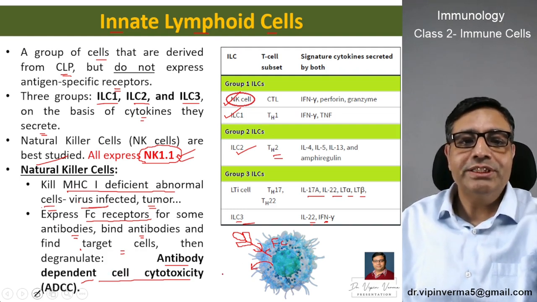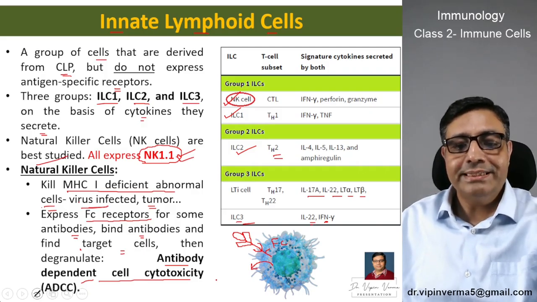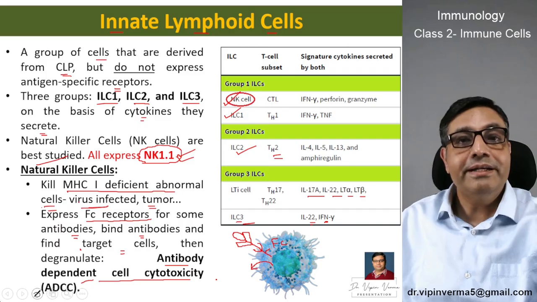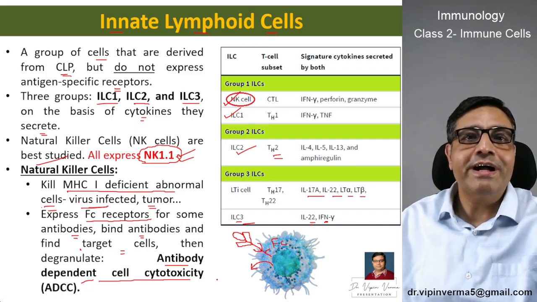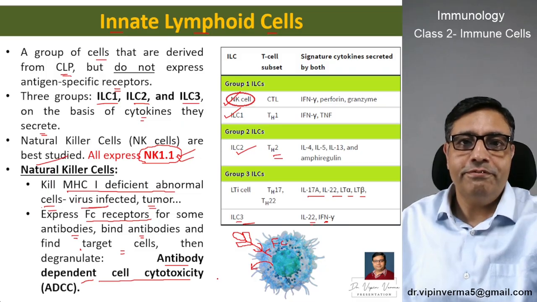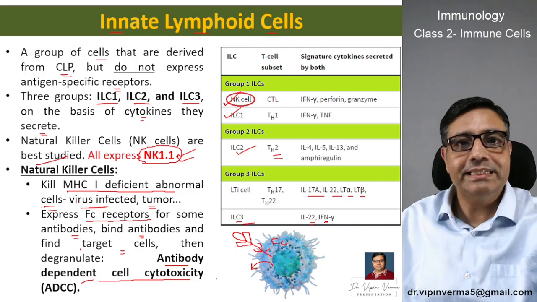So these are the functions of the natural killer cells. These natural killer cells are different from the NKT cells, because NKT cells are kind of hybrid cells which have the properties of both the T cells and the natural killer cells. But these are the real natural killer cells.